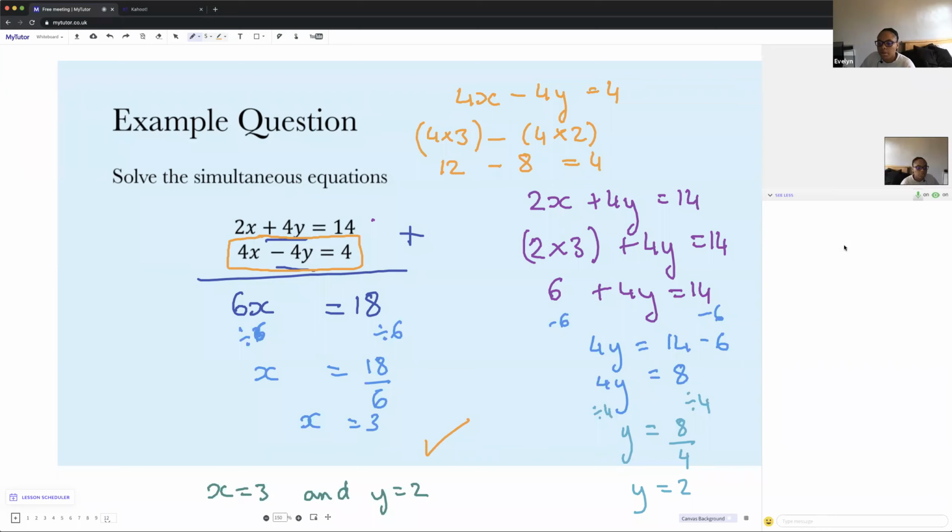So always remember, find both your x and your y values and definitely substitute your numbers back into one of the equations just to make sure that it is correct.